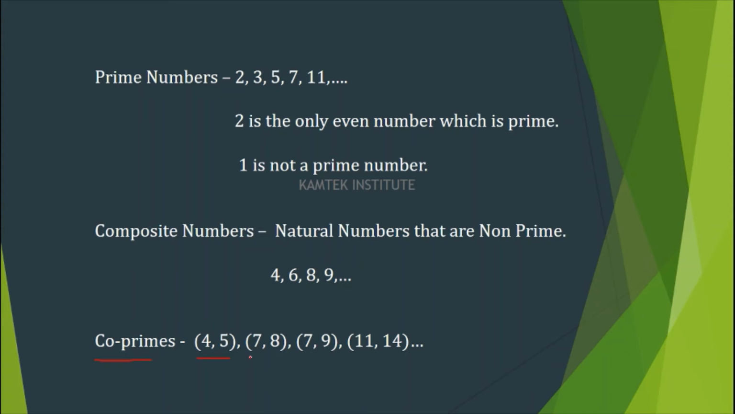Then 7 and 8 again are co-prime to each other because their common divisor is 1. If we take 7 and 9, again they are co-prime because the common divisor is again 1. 11 and 14 again are co-prime numbers. Okay, all sets of numbers which have 1 as a common divisor are known as co-prime numbers, right?